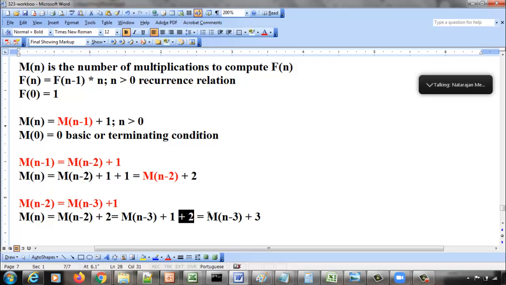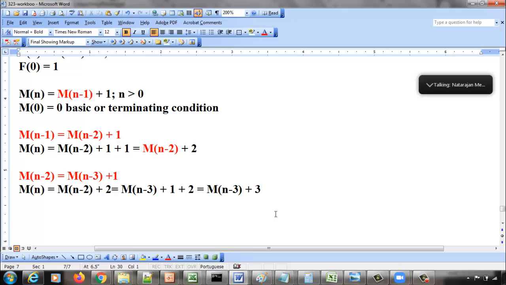So that is M of n minus 3 plus 3. So it can keep going like this. That's the induction part. I can say in general M of n. So you should see a trend now.